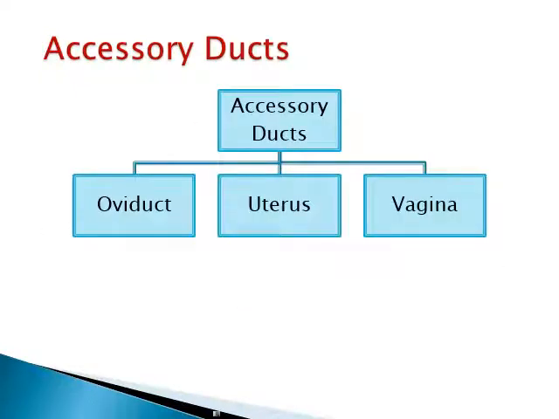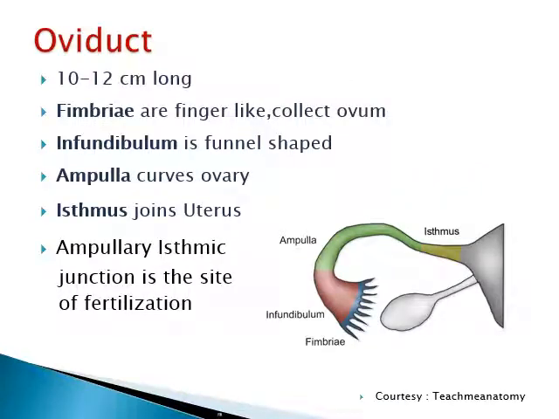Next important part is the accessory ducts, which includes the oviduct, uterus and vagina. First of all, coming to the oviduct. The oviduct is a 10 to 12 centimeter long tube. It is also called the fallopian tube. It has three main parts, that is the infundibulum, ampulla and isthmus. The fimbriae, which are present at the starting edge of the infundibulum, receive the ovum. So here in this diagram you can see these finger-like projections which are called the fimbriae, and another part is the infundibulum.